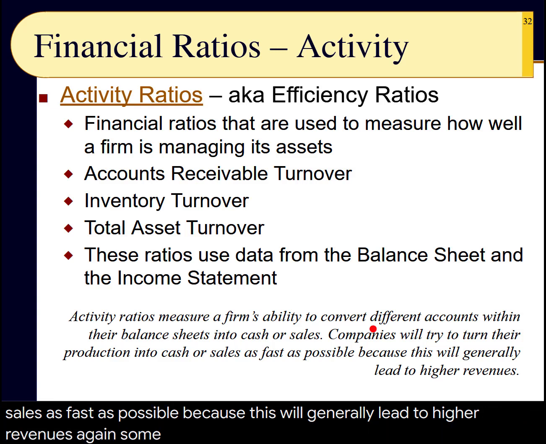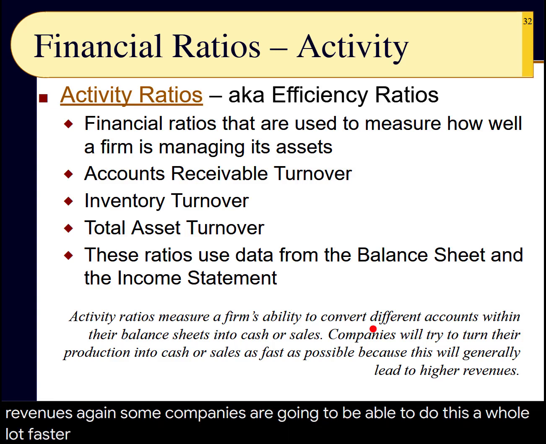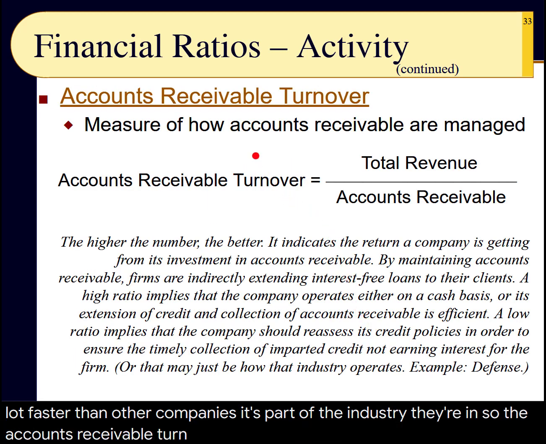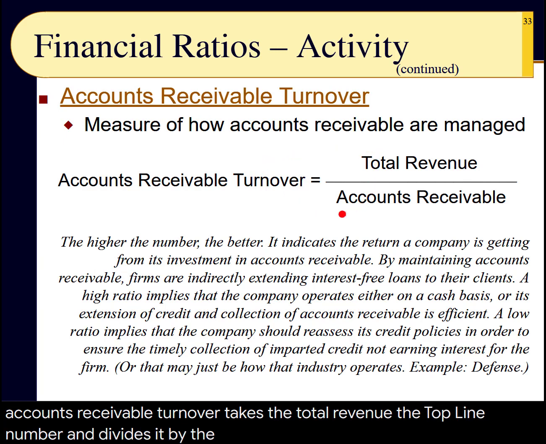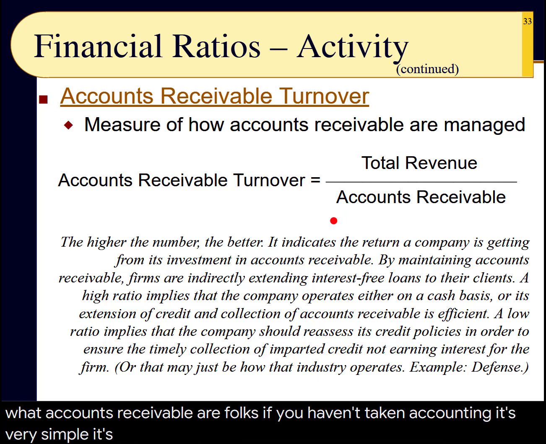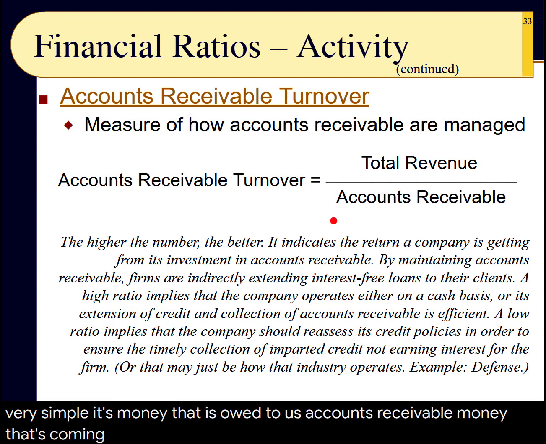Again, some companies are going to be able to do this a whole lot faster than other companies. It's part of the industry they're in. So the accounts receivable turnover takes the total revenue, the top line number, and divides it by the accounts receivable. Now, if you don't know what accounts receivable are, folks, if you haven't taken accounting, it's very simple. It's money that is owed to us, money that's coming in the door, 30 days, 60 days, 90 days. The higher the number, the better.